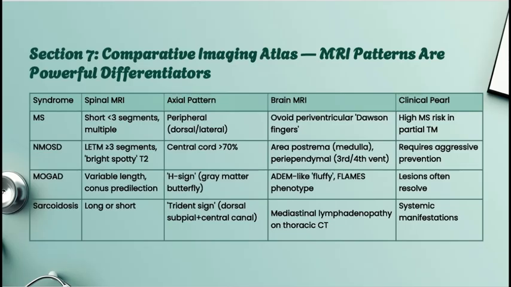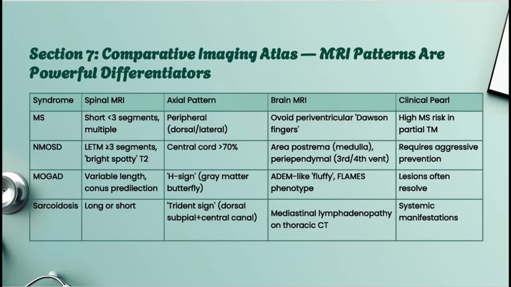Magnetic resonance imaging is one of the most powerful tools for differentiating inflammatory myelopathies because lesion morphology often reflects the underlying disease process. In multiple sclerosis, spinal cord lesions are typically short segment, involving fewer than 3 vertebral segments. They are often multiple and tend to occupy peripheral regions of the cord, particularly the dorsal or lateral columns.